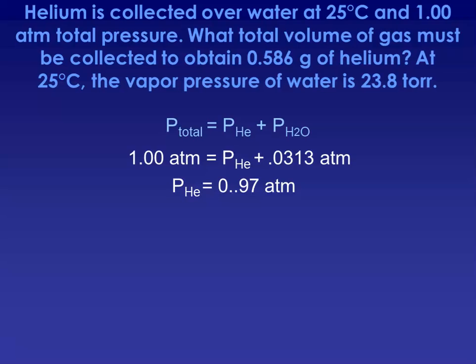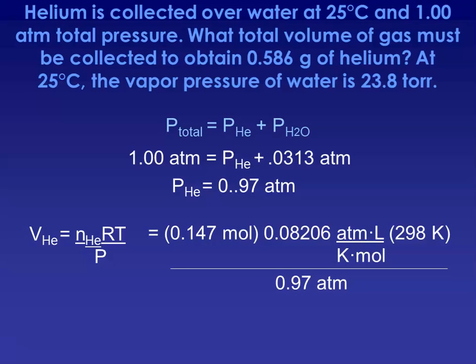Now that I know the pressure of my helium gas, I should be able to use my ideal gas law. I can convert my grams of helium into moles. I have my constant, I have my temperature, and now I have my pressure with only 1 decimal point this time. The atmospheres, the moles, and the kelvins cancel out, which leaves me with units of liters, and that gives me 3.7. And I did 2 sig figs because of the pressure conversion.